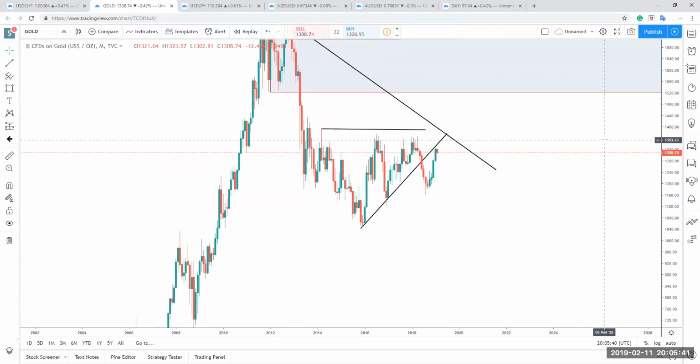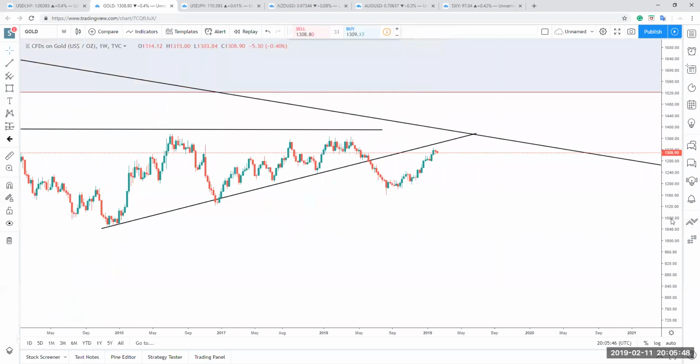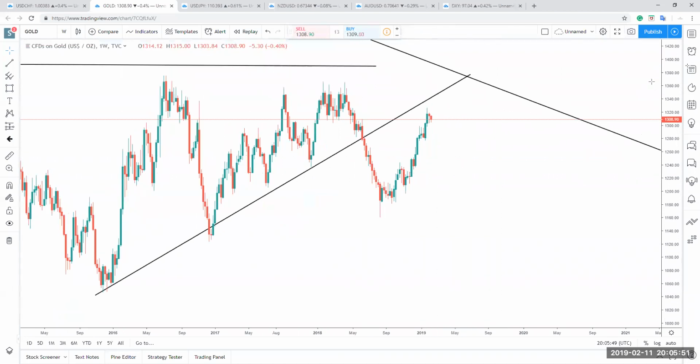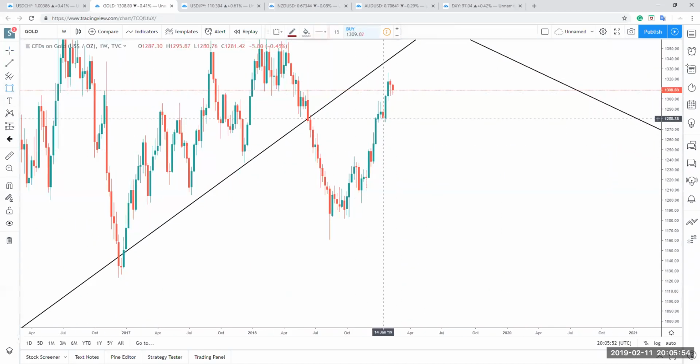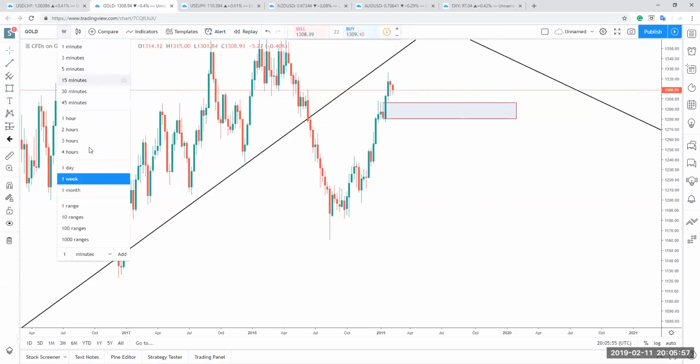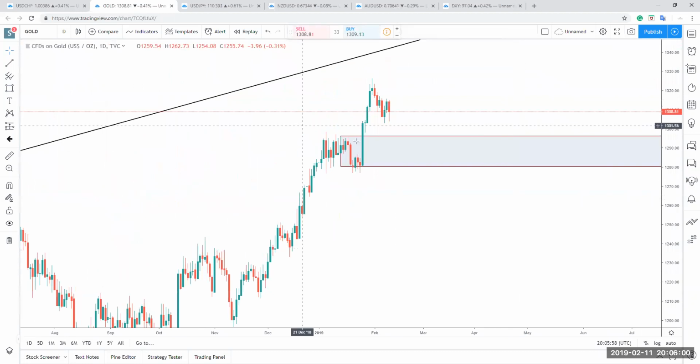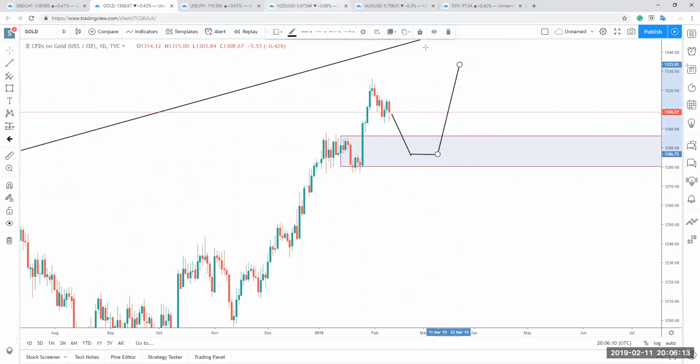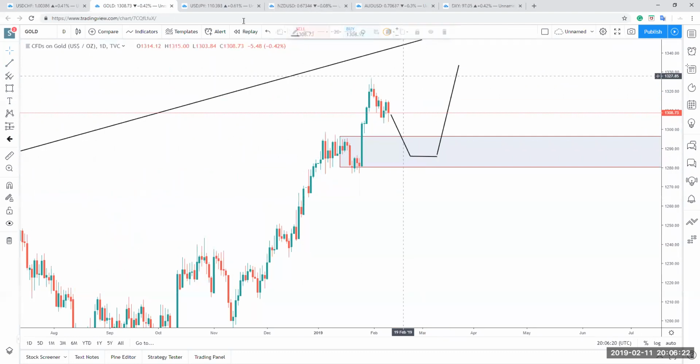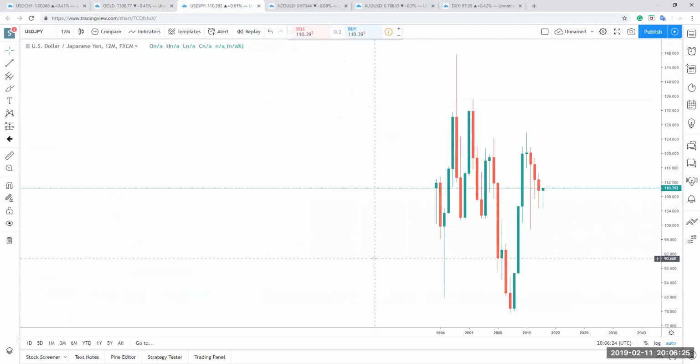That's my bias. We're bullish. Price took out this resistance, probably going to come back, retest it, stabilize, and then move up. So that's my bias for gold. Simple.